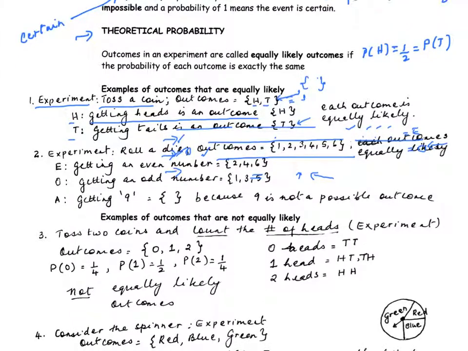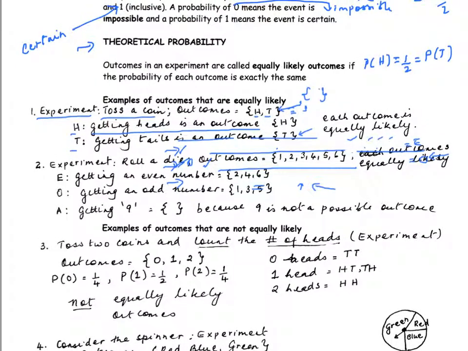Now let's look at the definition of equally likely outcomes of an experiment. So when are outcomes equally likely in an experiment? So we look at the familiar example of tossing a coin again. When we toss a coin, the probability of getting heads is the same as the probability of getting tails, equals half. Both the outcomes, getting heads and getting tails, are equally likely to happen, and both are equal to half. So those are equally likely outcomes.